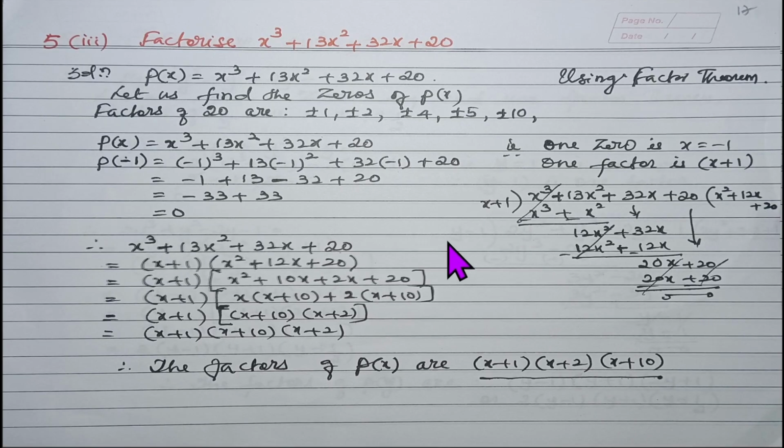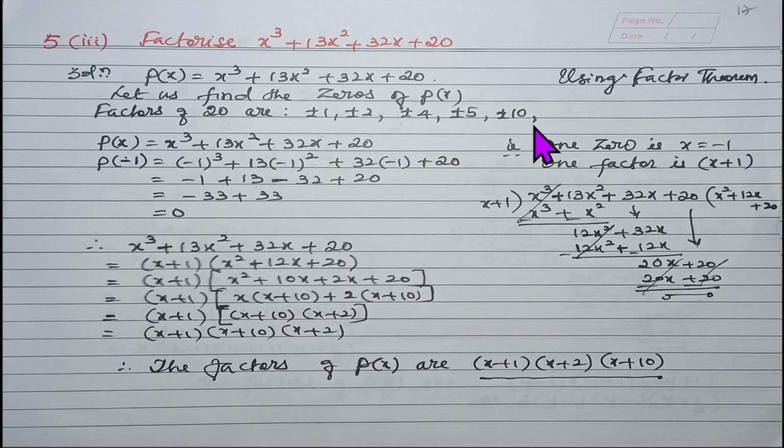Now coming to one more example, and the example is x cube plus 13x square plus 32x plus 20. So this is a cubic polynomial. Again we have to use the factor theorem. Now let us find the factors of 20. The factors of 20 are plus minus 1, plus minus 2, plus minus 4, plus minus 5, plus minus 10.